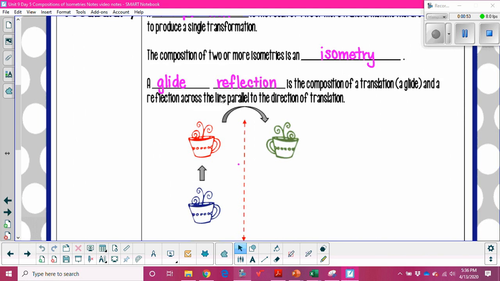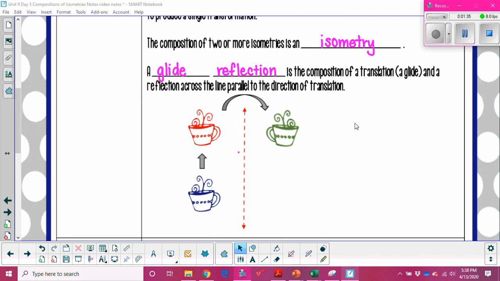So here's what I mean by that. Looking at the picture of these coffee cups, look at the blue one first. The blue one is my pre-image. I'm going to translate it up to the red, so it becomes the red coffee cup, and then reflect the red coffee cup along this line right here to obtain the green coffee cup. So my direction of translation and my line of reflection are parallel, and that makes this a glide reflection. That's the only way that is a glide reflection, if the direction of the translation and the line of reflection are parallel.